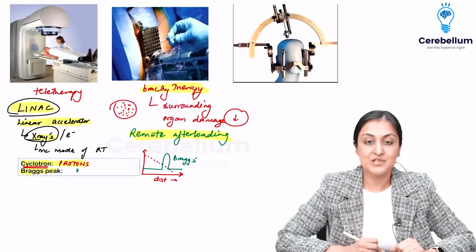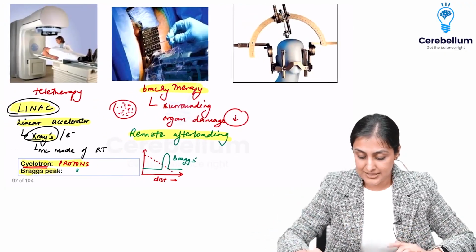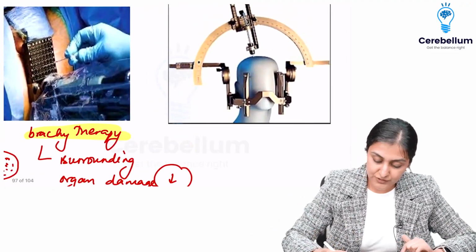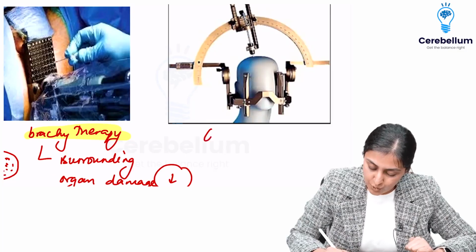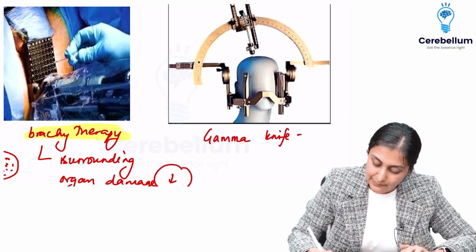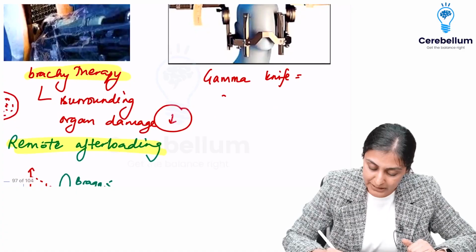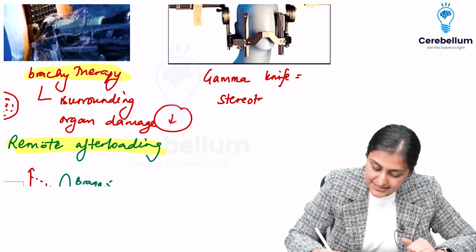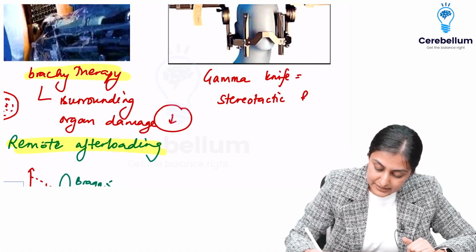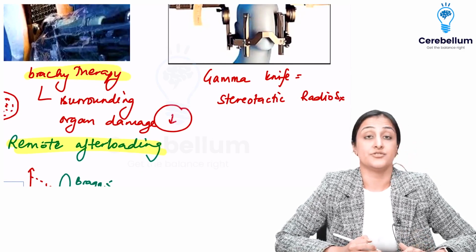Okay. So this is about the mode of radiotherapy. Now let's understand this particular image here. So this is what is called as gamma knife. Gamma knife is a hybrid of neurosurgery and radiotherapy. So this is what is called as stereotactic radiosurgery. This is just like doing a surgical strike.